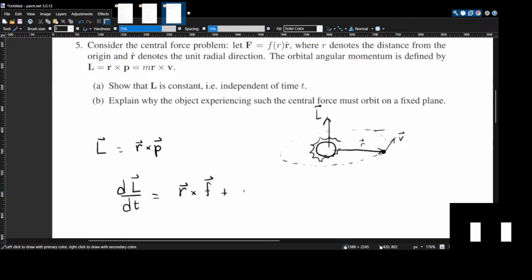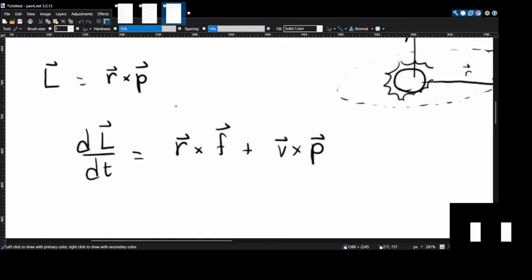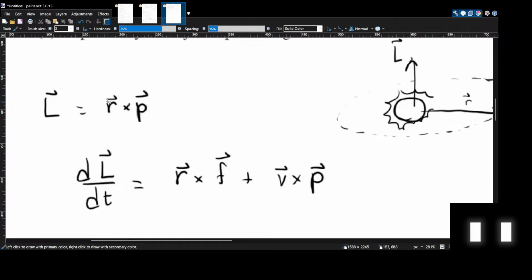plus v cross p. Can you see where this comes from? If we differentiate this function, we have a cross product. We differentiate the second term, keeping the first term intact. The change in momentum over time is simply the force. Then we differentiate the first term, leaving the second term intact. And the rate of change in the position vector is just the velocity vector.